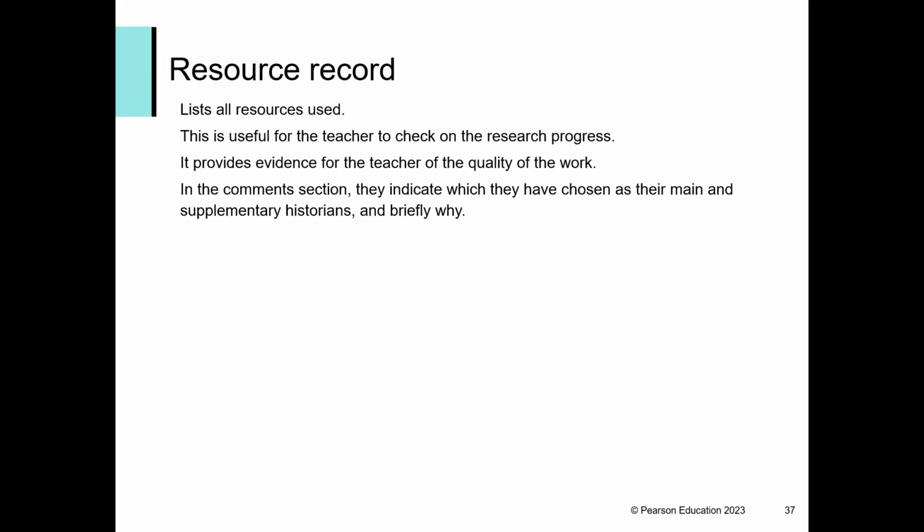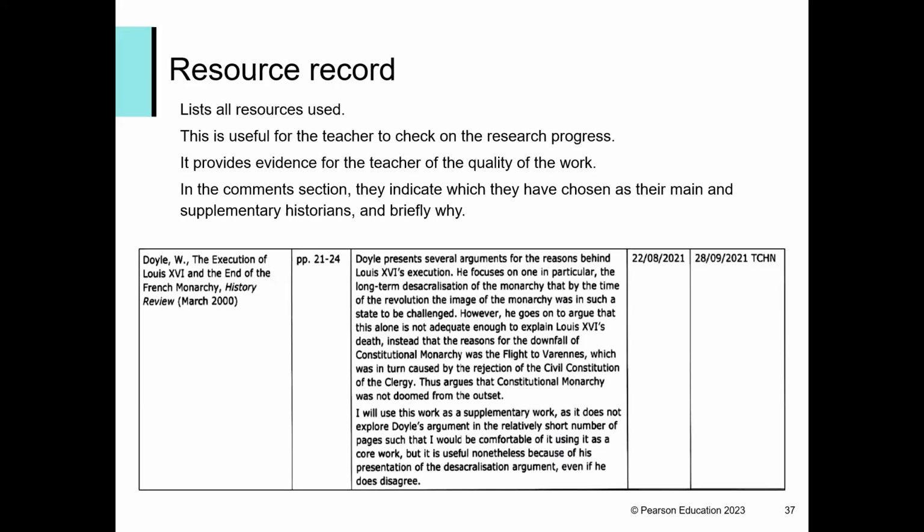And here's an example, which again comes from the exemplar that we've been looking at throughout. And you can see after the explanation of the argument, it says at the bottom, I will use this work as a supplementary work, as it doesn't explore Doyle's argument in a relatively short number of pages, such that I would be comfortable with using it as a core work. But it's useful nonetheless because... So putting that in the comment to show that they are thinking about which historians they're going to use and why is really very useful for you, but also helps the moderator to see that process.